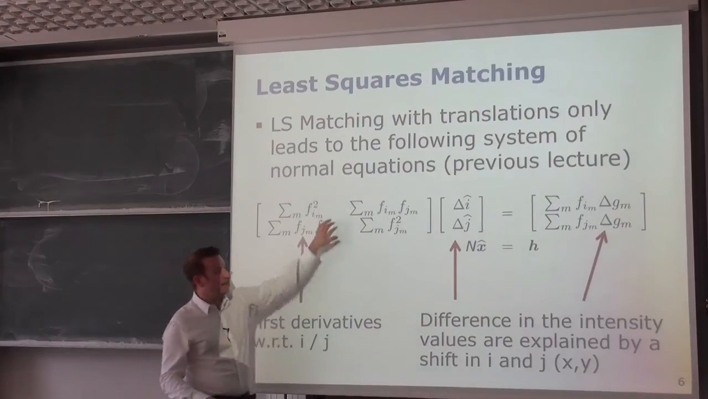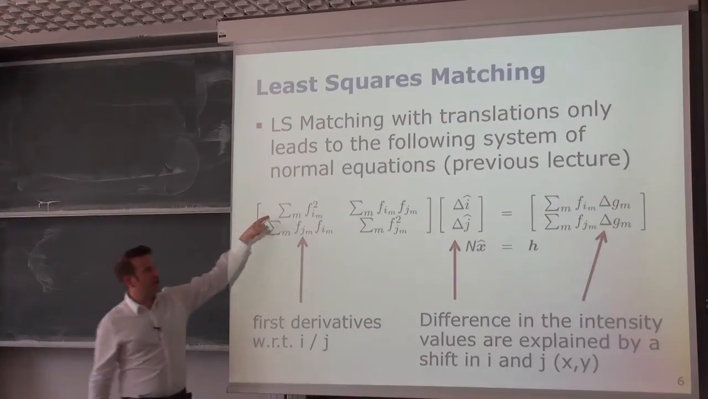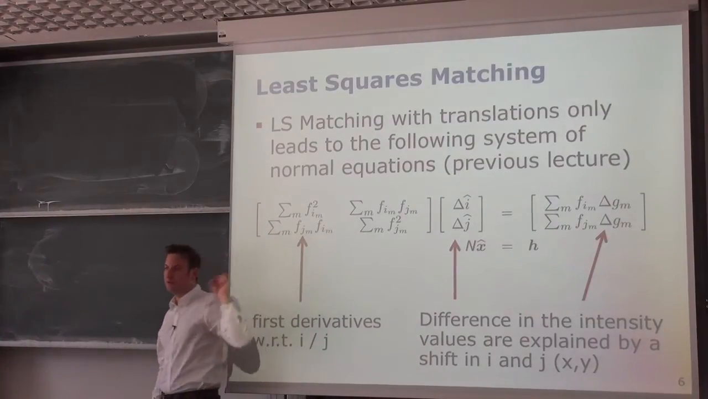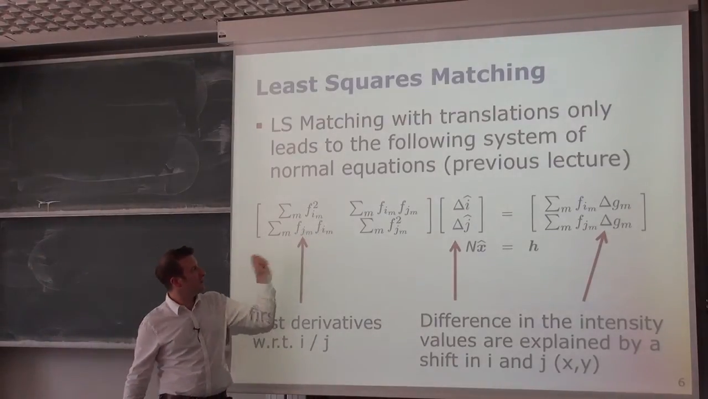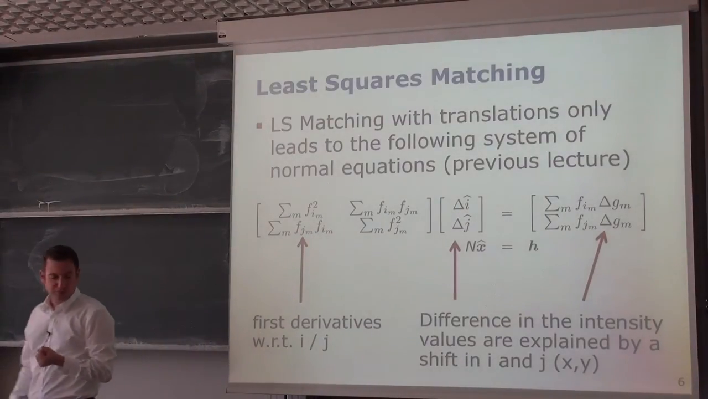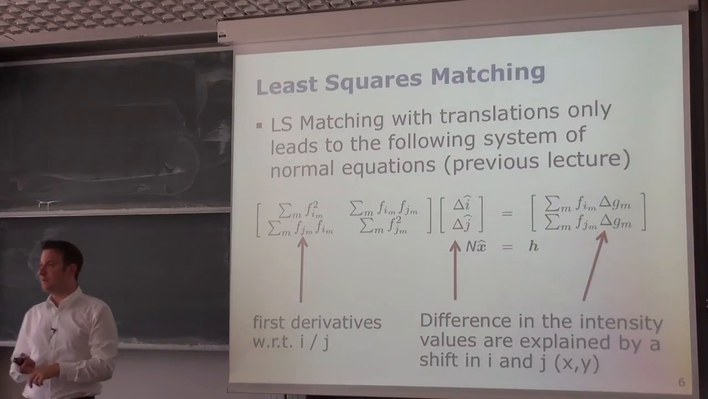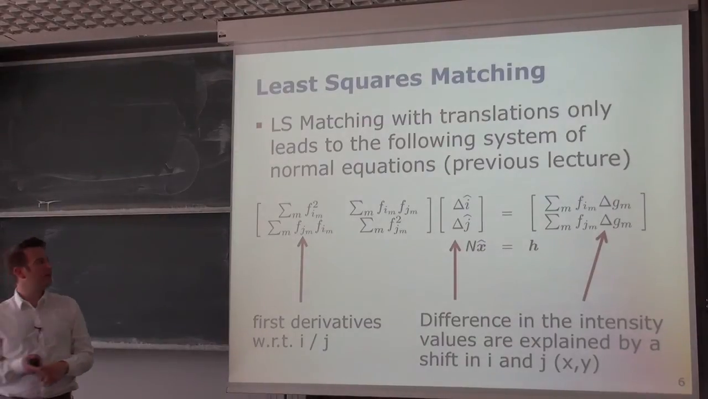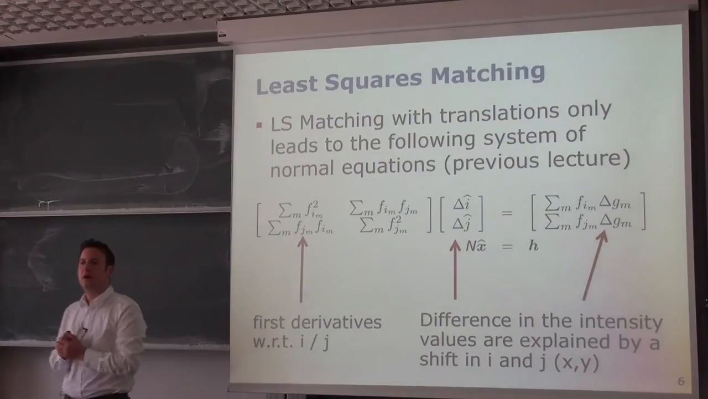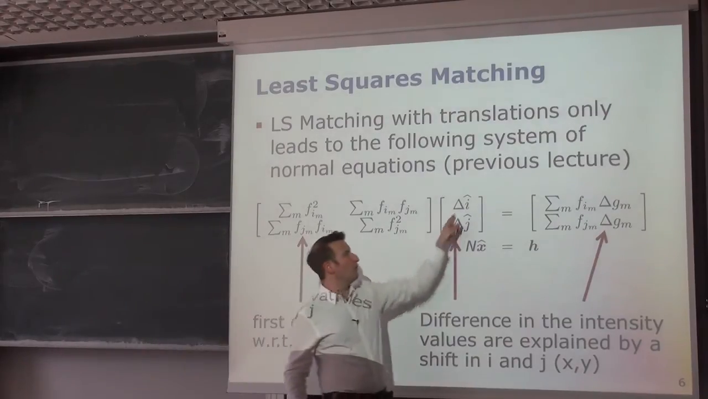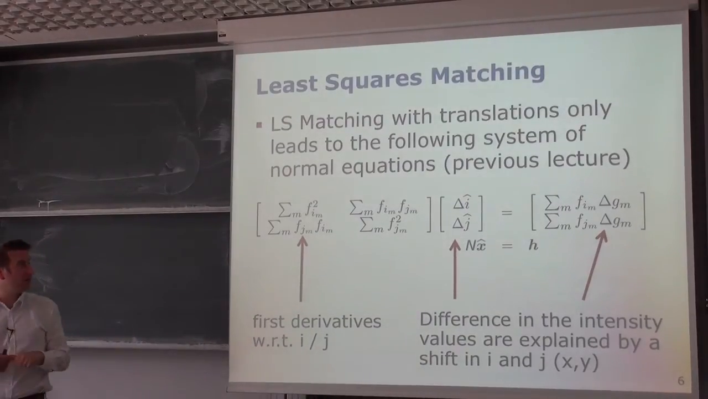And what the elements of this normal equation actually turn out to be are sums over m pixels, so kind of a local neighborhood about the pixel we're investigating. So the pixels i and j are those pixels we're looking at. And these f here are the first derivatives with respect to i or with respect to j. And m is kind of the points in the local neighborhood of that shift. So we have a shift over here.